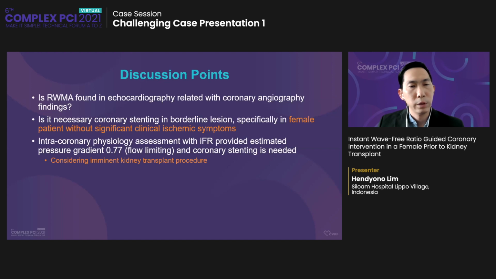And then the second point, is coronary stenting necessary in a borderline lesion, specifically in a female patient without prior significant clinical ischemic symptoms? This patient, as we already stated, has heart failure with reduced ejection fraction and an imminent kidney transplant procedure. So we decided to do the intracoronary physiology assessment with iFR, which gave a pressure ratio of 0.77. It means the stenosis is flow limiting, and coronary stenting is needed prior to her kidney transplant procedure.